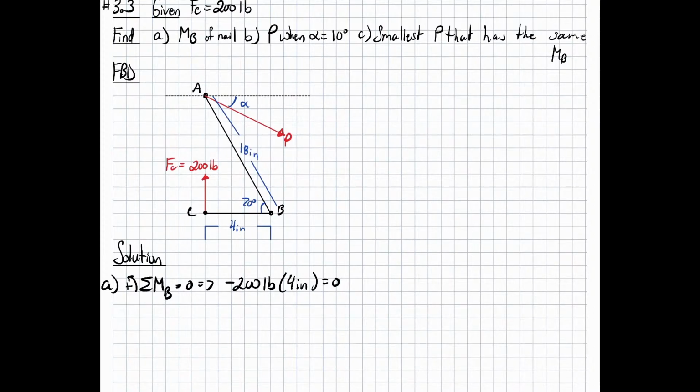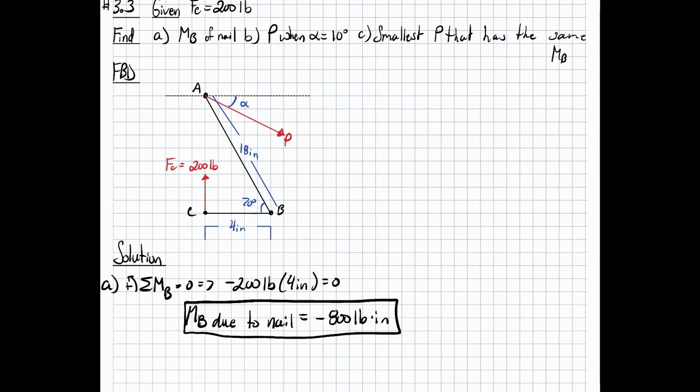But continuing on, that's all we have to solve for. So the moment about B due to the nail is equal to negative 800 pound-inches. Now that's not pound per inch, it's being multiplied, so it's pound-inch.